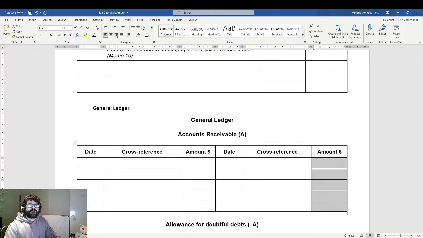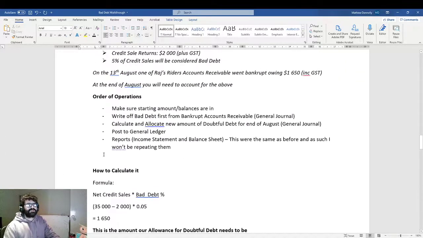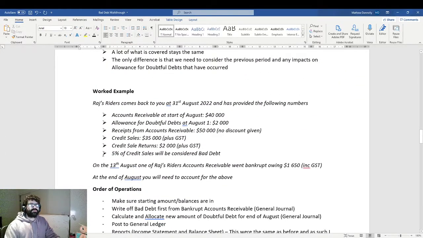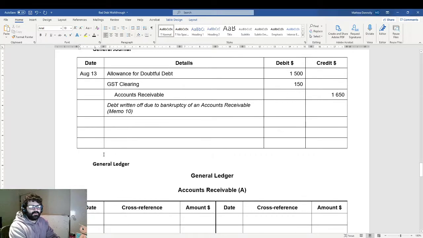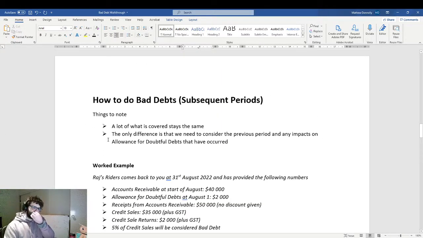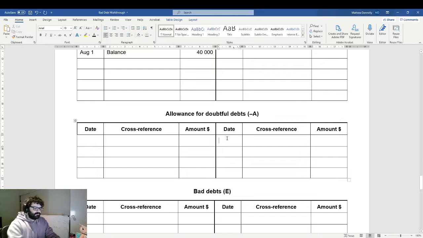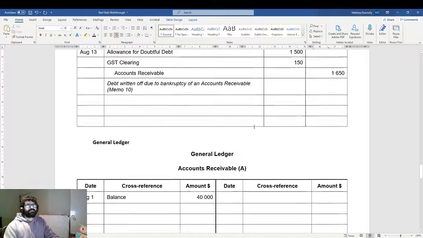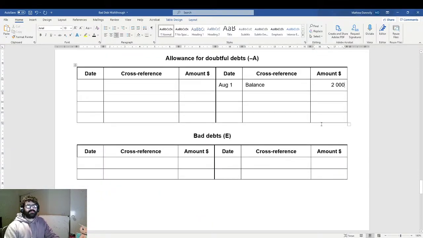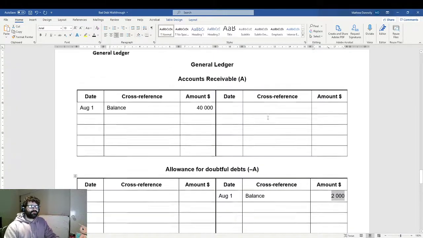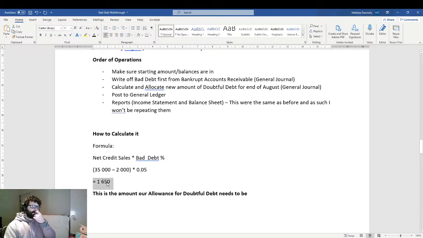So let's put our starting numbers in, just to give a bit more clarity. So accounts receivable at the start of August. So we go August 1 balance 40,000. We can see the allowance for bad doubtful debts at August 1 was 2,000. So we go August 1 balance 2,000. So at the moment, our bad doubtful debt is 2,000. It needs to be 1,650.